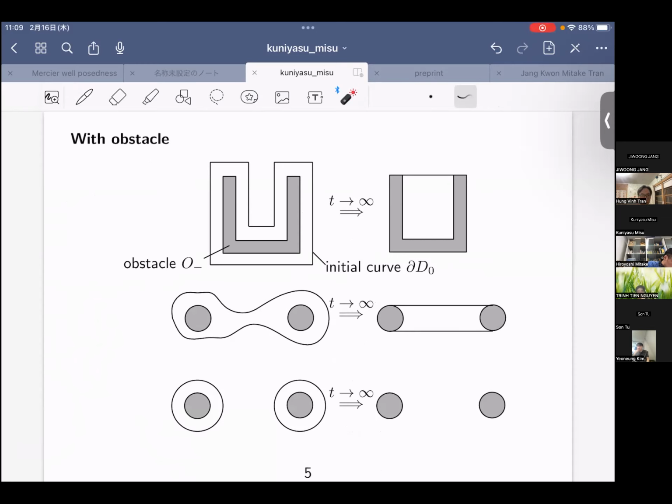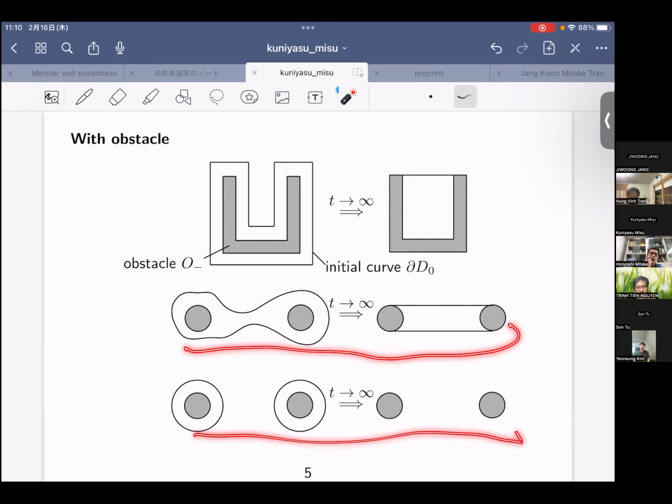If the obstacle and initial curve are like this one, then by intuition, as time goes to infinity, that initial curve becomes this one. Notice that when the obstacle is the same, if the initial surfaces are different, then the limit shape may be different, like this one.